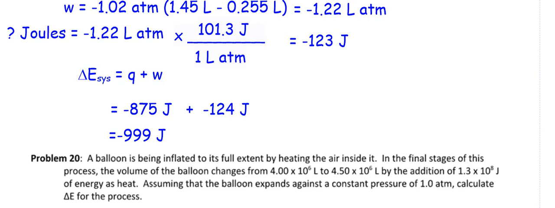A balloon is being inflated to its full extent by heating the air inside. In its final stages, the volume of the balloon changes from 4 million liters to 4.5 million liters by the addition of 1.3 times 10 to the 8th joules of energy as heat. I believe this is going to be a hot air balloon. I don't think this is a party balloon. Assuming the balloon expands at a constant pressure of 1 atmosphere, calculate delta E for the process.